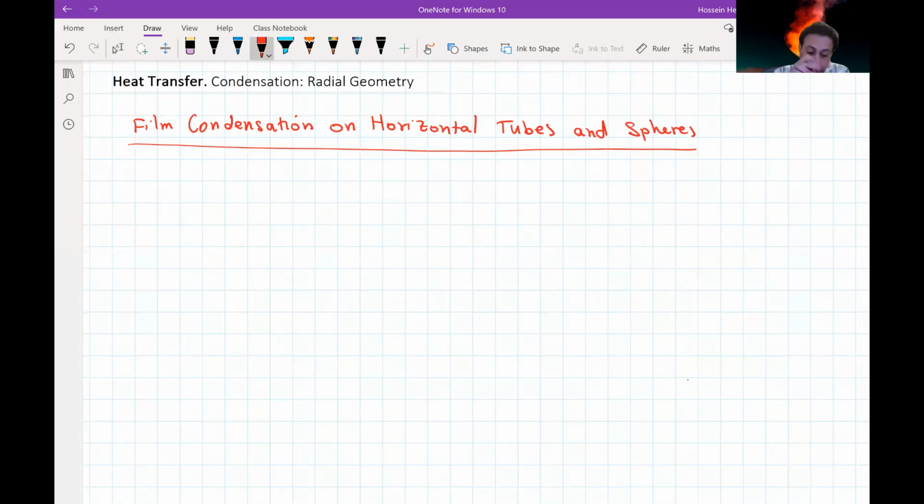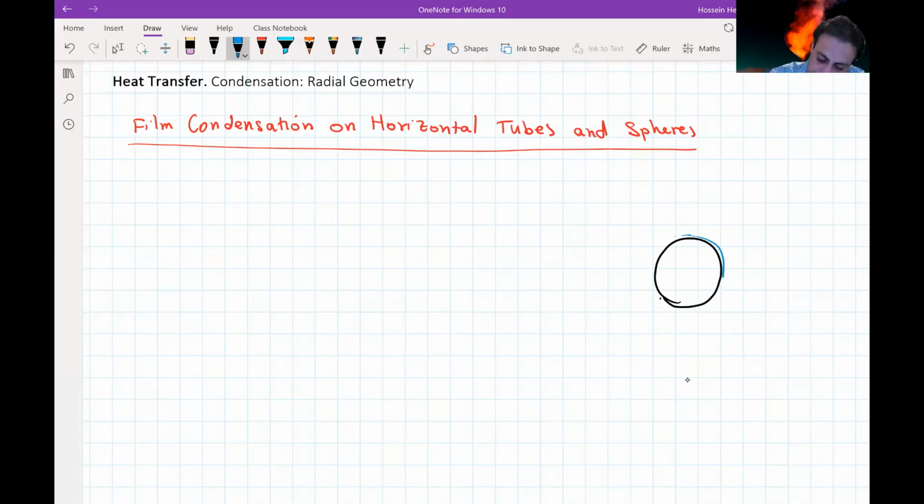Correlations for the estimation of heat transfer coefficient on film condensation on horizontal tubes are similar to the vertical plate. So let's assume we have a horizontal tube, cylinder, or spheres, with the different temperatures, Tsat.